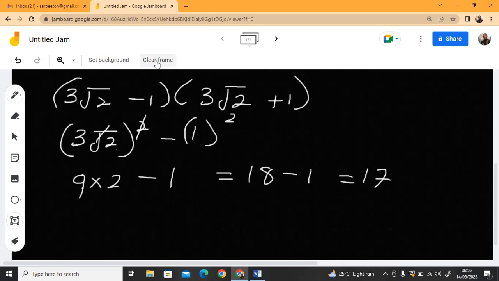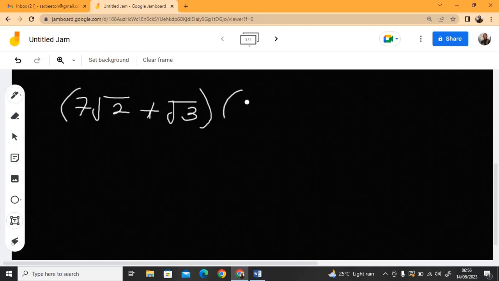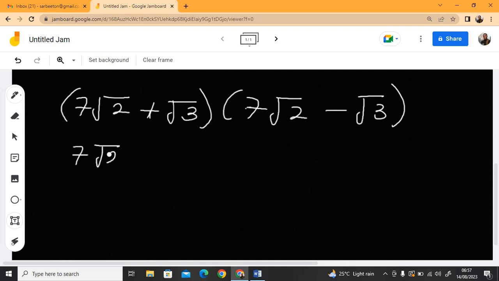So let me take another one. Under multiplying conjugate of a surd, let's assume we are given 7 root 2 plus root 3. Now what is the conjugate of this surd? The conjugate of this surd will be 7 root 2 minus root 3. So you have to multiply. When you check that these are conjugates, I told you what you're going to do. This will be 7 root 2 squared, because both of them are the same thing. You're going to square this.